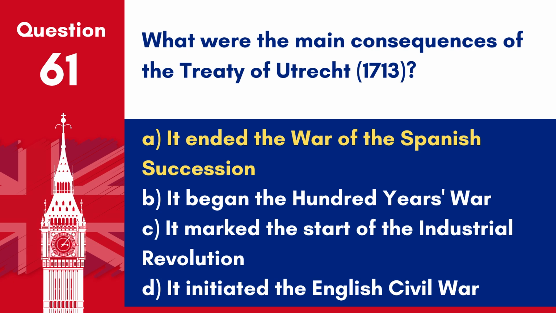Answer. A. It ended the War of the Spanish Succession. The Treaty of Utrecht in 1713 ended the War of the Spanish Succession and reshaped the balance of power in Europe, with significant territorial and trade adjustments.